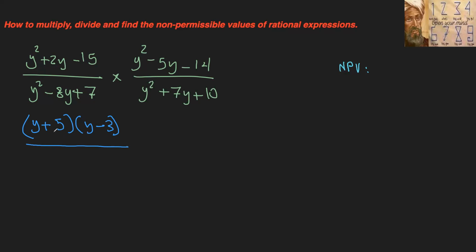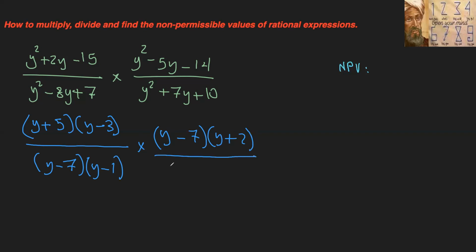5 times -3 is -15. 5 minus 3 gives me +2. And here, y minus 7, y minus 1 times y minus 7, y plus 2, all over y plus 5, y plus 2. All right. Now, non-permissible values: y cannot equal 1, 7, -5, and -2. So 7 makes this 0, 1 makes this 0, -5 makes this 0, and -2 makes that 0.